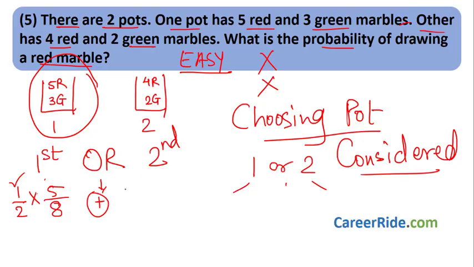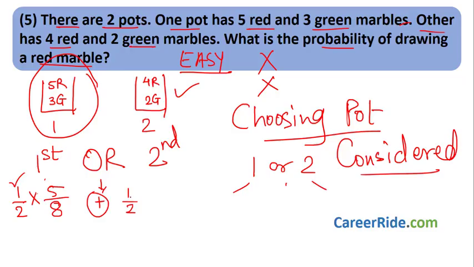Now the second choice, choosing a red marble from the second pot. First we have to choose the second pot out of the 2 pots. How many pots are there in total? 2. Out of that I want the second pot. What is the probability of choosing specifically this pot? There is only one pot with number 2, so the probability is 1 by 2, because I want the second pot, that is 1, divided by total possibilities, 2.